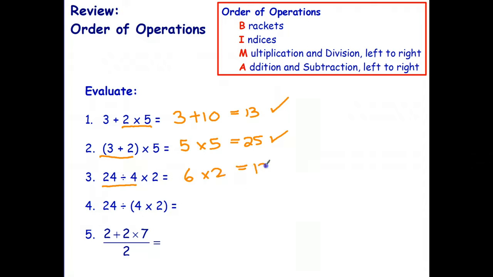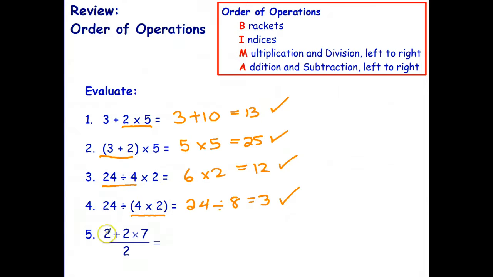times 2 is 12. With question number 4, if I want to do the multiplication first, rather than the divide first, I put brackets around that. So now I have 24 divided by, and 4 times 2 is 8, and that gives me 3 for the answer. So notice by putting the brackets in there, in fact, I have changed the answer. So the order of operations is important.